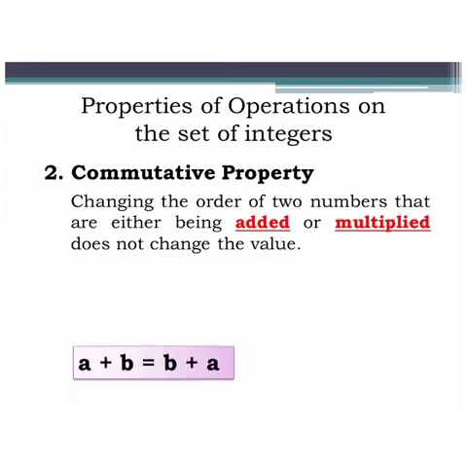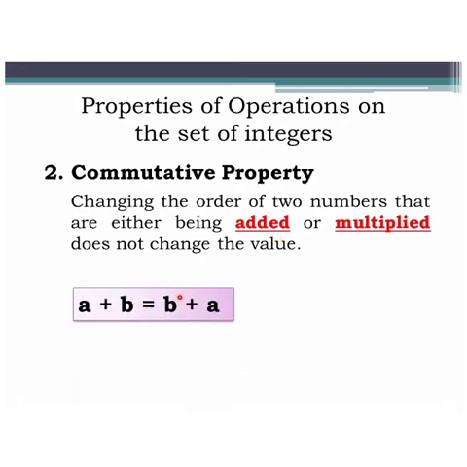Okay. So, tingnan po natin yung pattern. This is for addition. A plus B is equal to B plus A. So, ito po yung ibig sabihin ng statement na ito for addition. The order of two numbers that are either being added or multiplied does not change the value. Changing, meaning, the order of these two numbers. So, pagdating dito, kung ibahin natin, yung value, hindi magbabago. Alright?